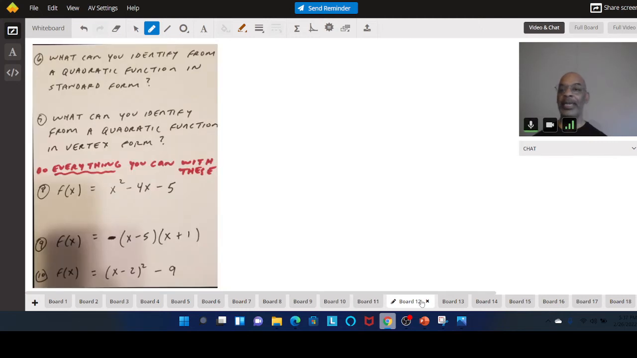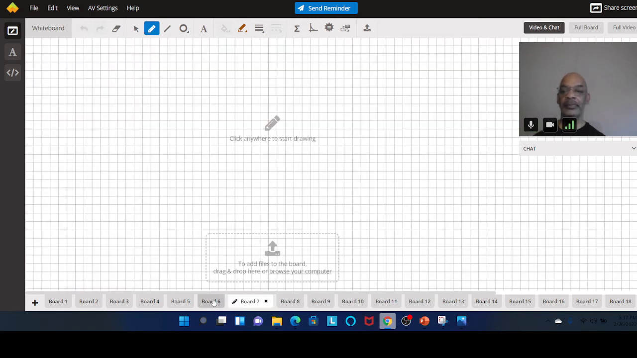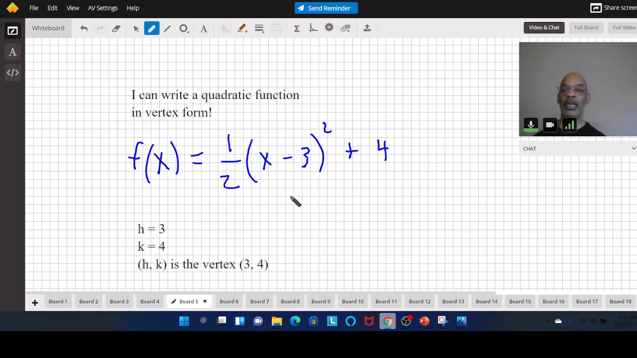Where are we? Next, what can you identify from a quadratic function in vertex form? There we go, vertex form. We can identify the vertex.